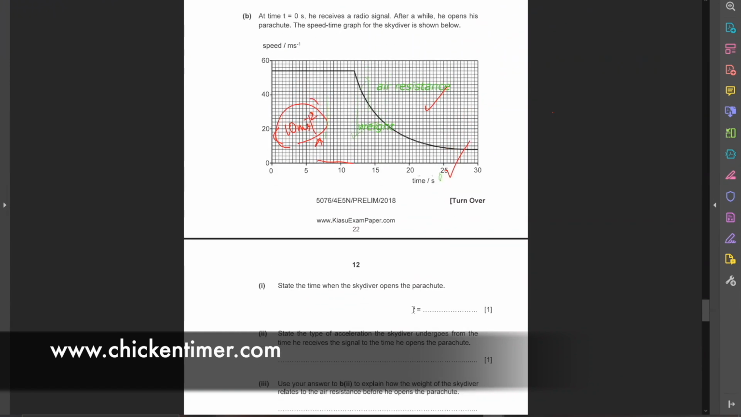Okay, part B. State the time where the skydiver opened his parachute. How to count the time like that? But there's 10 boxes until 15. There's 10 boxes up to 15. You mean from here to here? Where you want to count? So 10 boxes to 15, right? That means 10 boxes is 5 units. One box is 0.5.